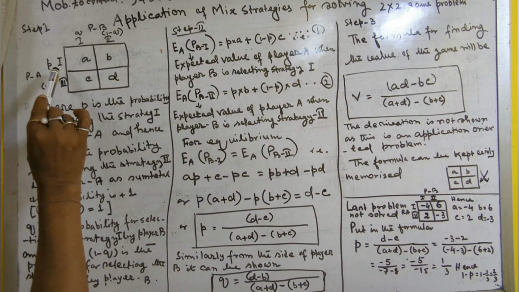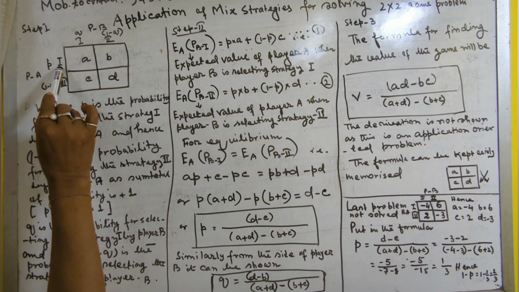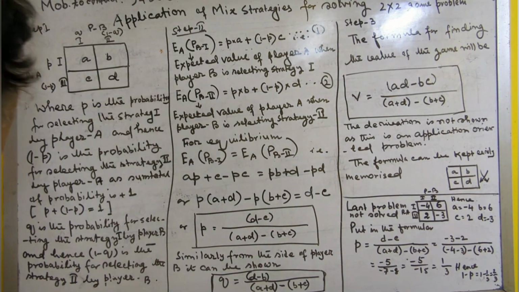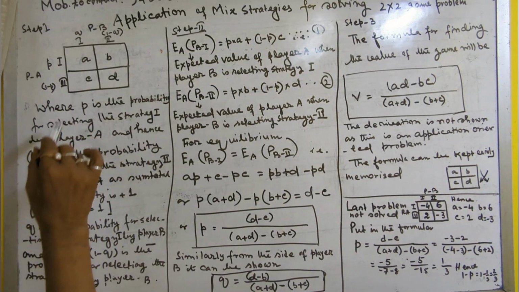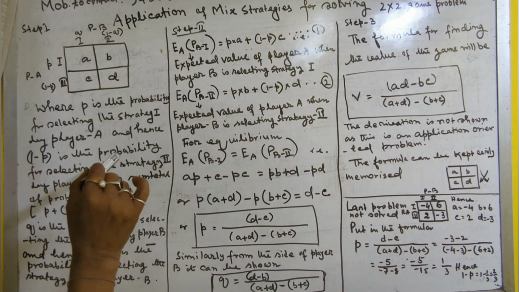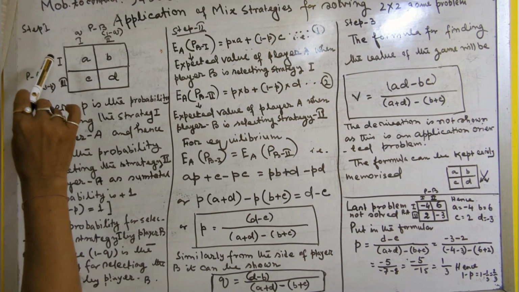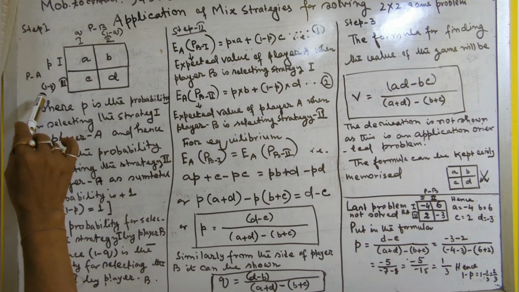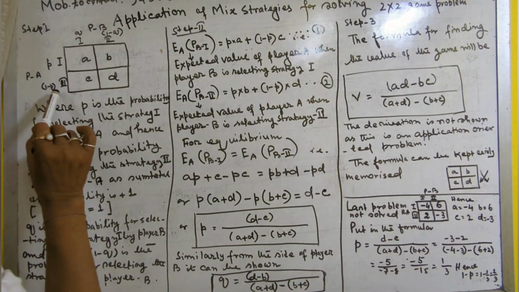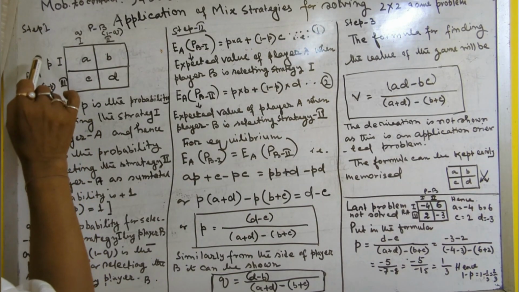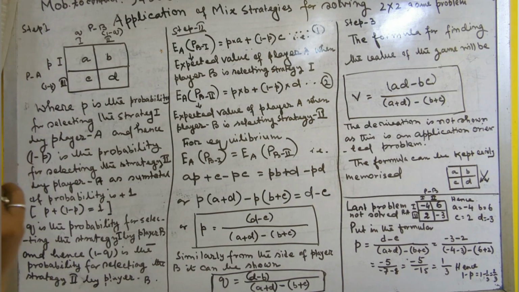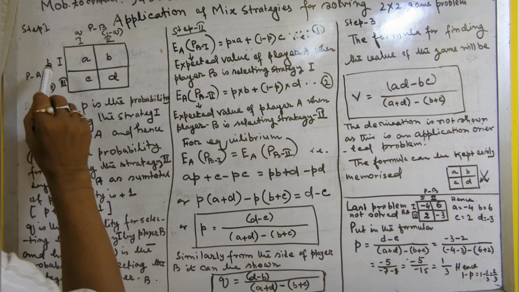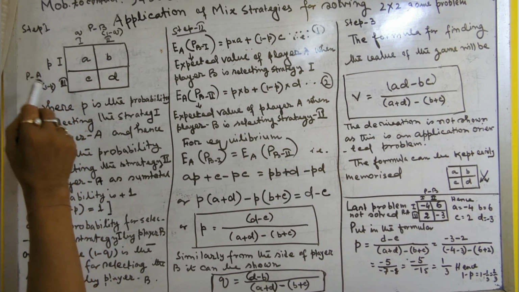Suppose p is the probability of application of strategy 1 for player A. I have noted these things here. We will read it carefully, then we will understand. If p is the probability for application of strategy 1 for player A, then 1 minus p will be the probability for application of strategy 2, as the sum total of the probabilities is 1. If we add p plus 1 minus p, we get the total 1. That means if we know the value of p, then you can find the other.